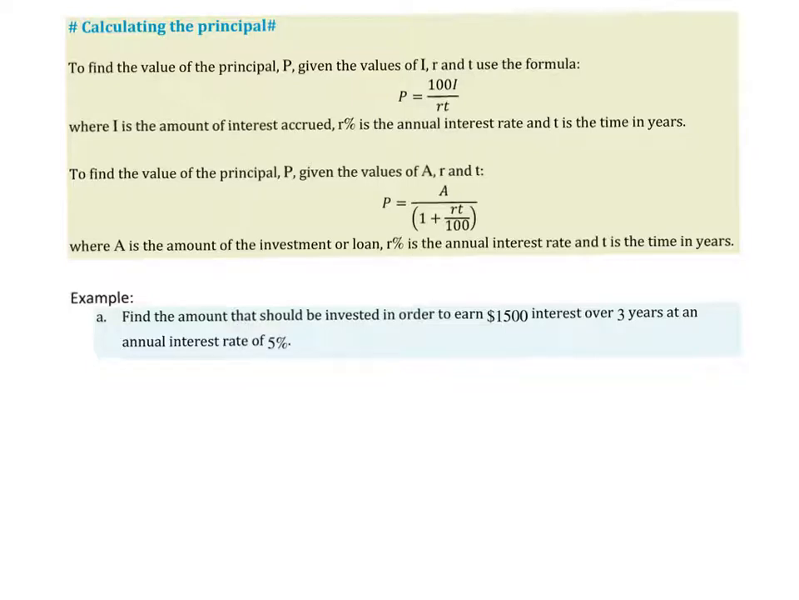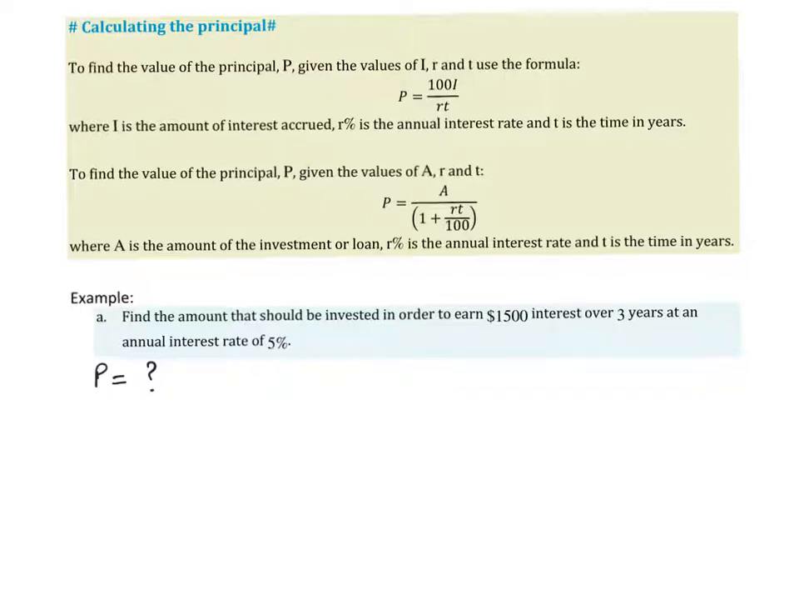In order to earn $1,500 interest over 3 years at an annual interest rate of 5%. So let's write down what we've actually got. And we know, find the amount that should be invested. So straight away, the amount that should be invested is the principal. So that's what we're looking for.